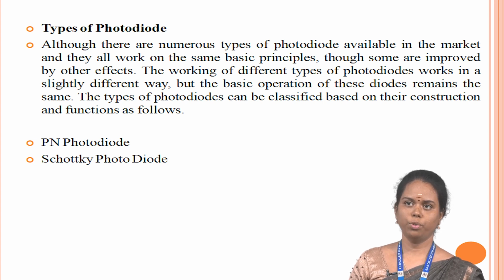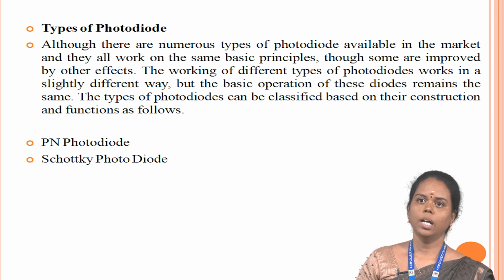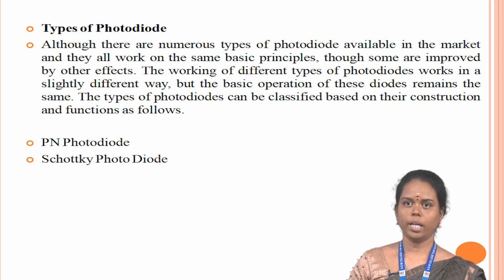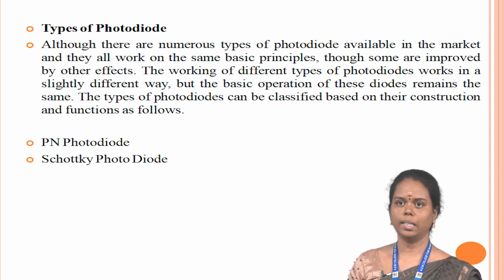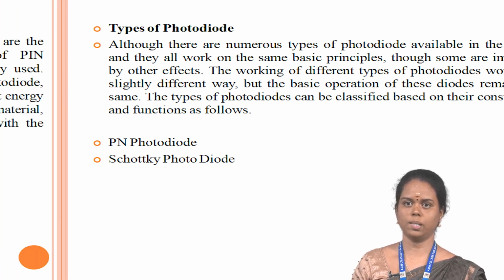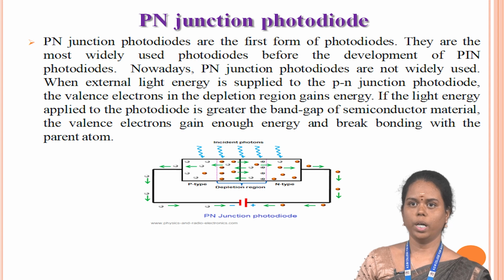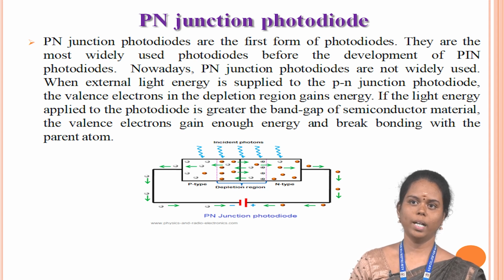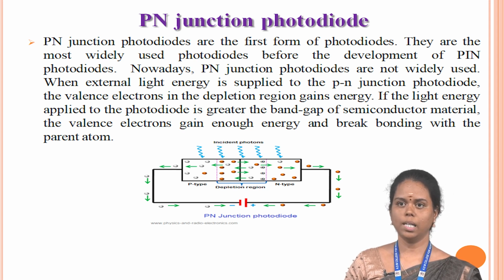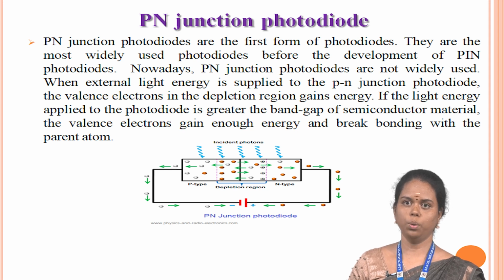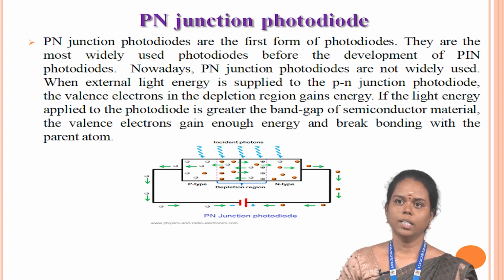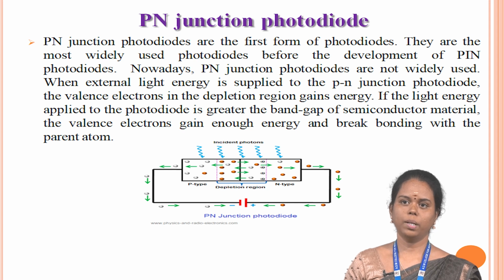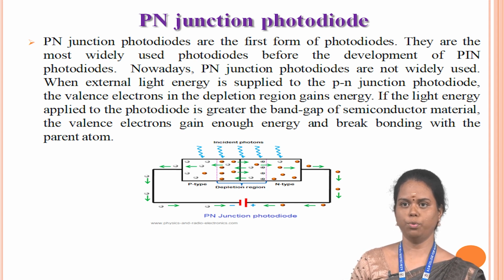There are numerous types of photodiode available in the market, and all work on the same basic principles. Some include other effects. The working of the different types of photodiode is classified according to their functions. The PN junction photodiode is the first form of the photodiode, widely used before the development of the PIN junction. This one is the P and N type, with the positive and negative symbols. This shows the P type and N type depletion layer of the PN junction photodiode.